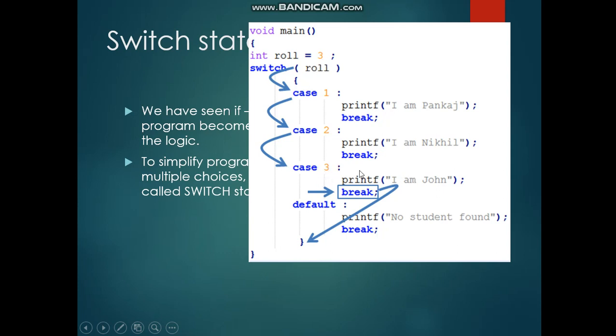So what will be executed? I am John. If the value of roll number is 2, then I am Nikhil will be executed. If the roll number is 1, then I am Pankaj will be executed. But suppose there is no case 1, 2, 3, then what will happen? No student found will be executed. So this is called switch statement.